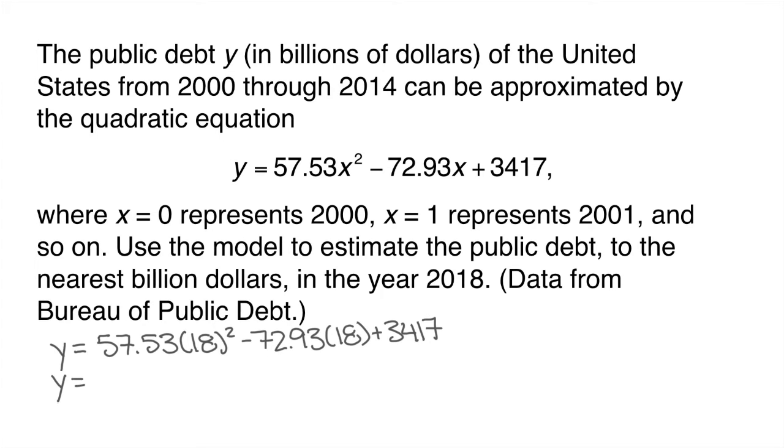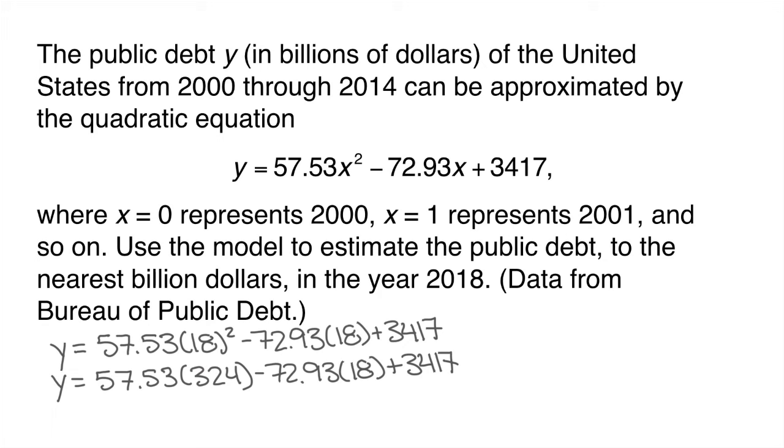Evaluating the exponent first, we have 57.53 times 324 minus 72.93 times 18 plus 3,417. Now multiplying in the first two terms, we have y equals 18,639.72 minus 1,312.74 plus 3,417.